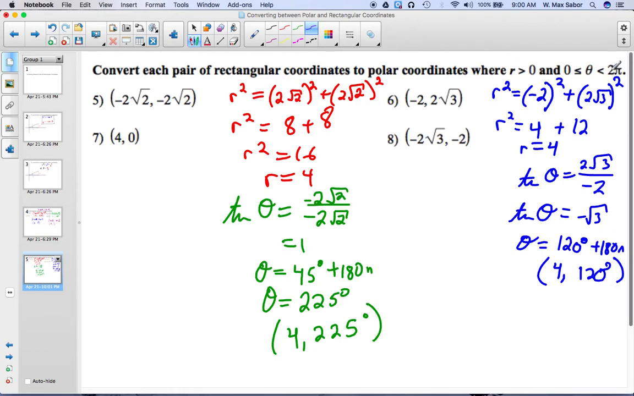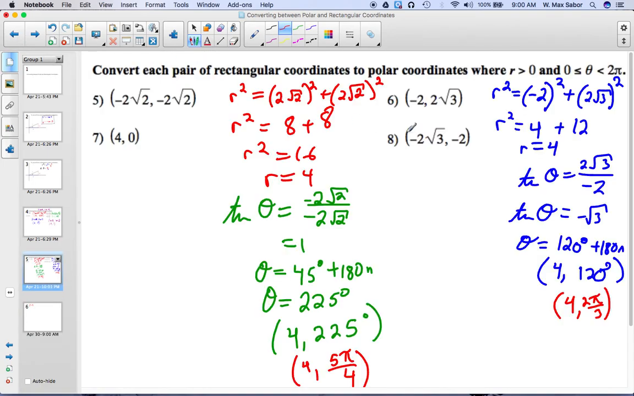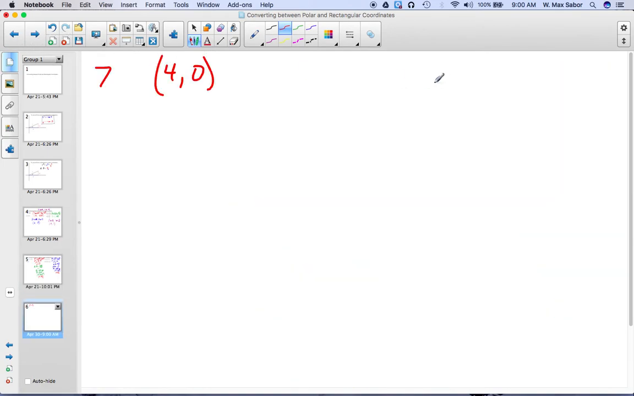We should probably write these in terms of pi, since it's written as that. 4 comma 2 pi over 3. And this is 4 comma 5 pi over 4. The other two questions that I want to do are 4 comma 0 and negative 2 square roots of 3 comma negative 2.